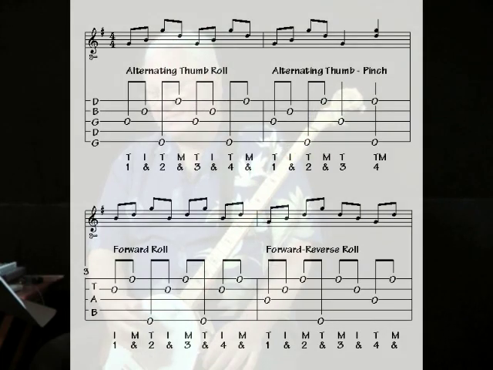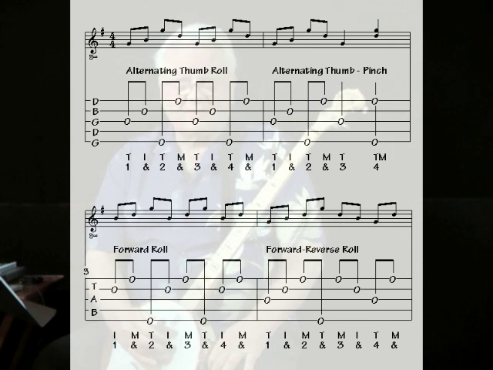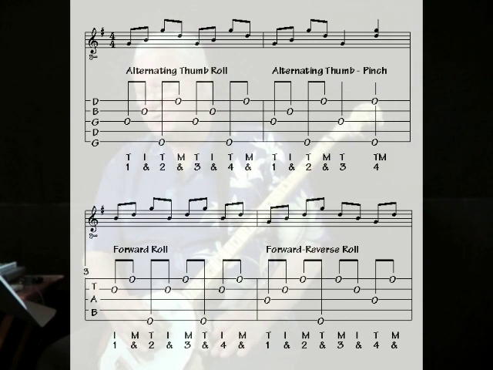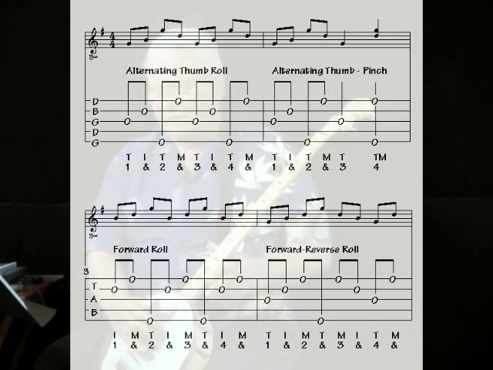Now for playing examples of the banjo roll patterns, you'll notice almost everything there's an eighth note. Okay, and we play a lot of eighth notes on the banjo. The alternating thumb pinch has eighth notes and quarter notes. So let's look at that one. Alternating thumb pinch would be counted 1 and 2 and 3, 4. Quarter notes taking twice as long as eighth notes.